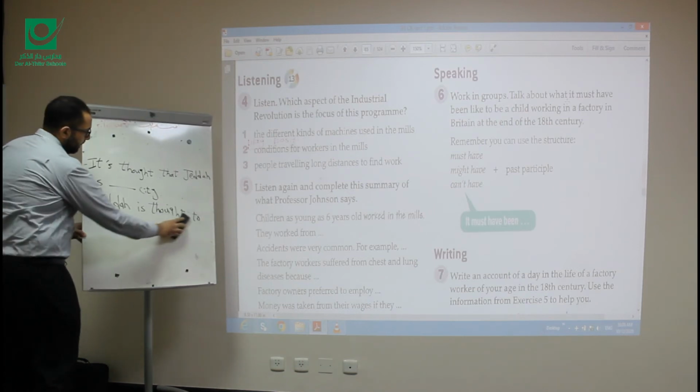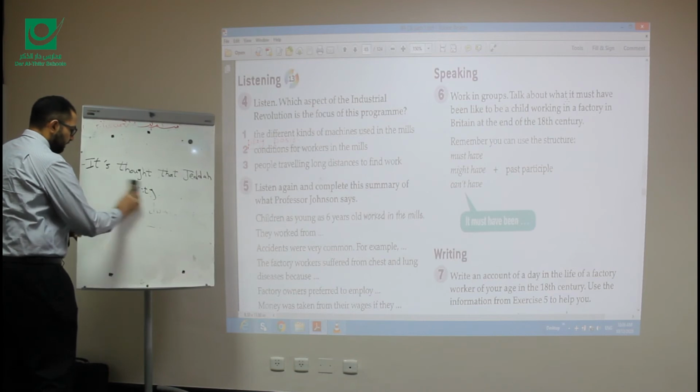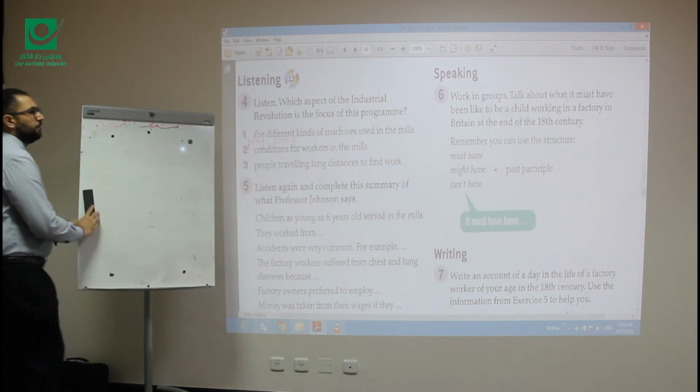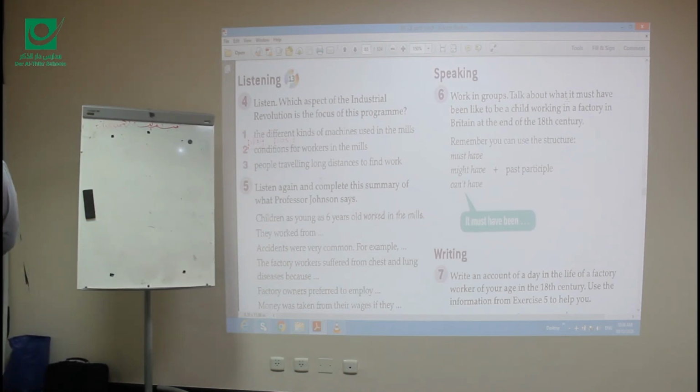And how many children worked in the mills? A lot. In some of Richard Arkwright's mills, for example, 2/3 of the people who worked there were children. What about health and safety? I'm afraid that wasn't important to the mill owners. Accidents were very common. Children lost hands and arms because they had to clean the machines while the machines were running. And the air was full of dust, which meant that chest and lung diseases were common. How much did factory workers earn? Very little. And factory owners preferred to employ women and children because they were cheaper than men. It must have been a very hard life.